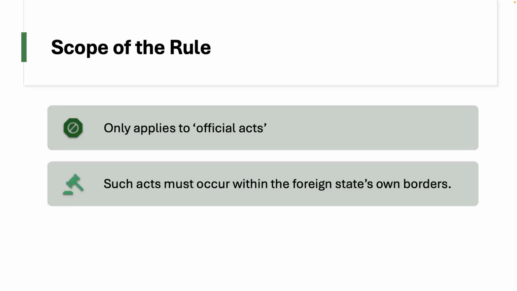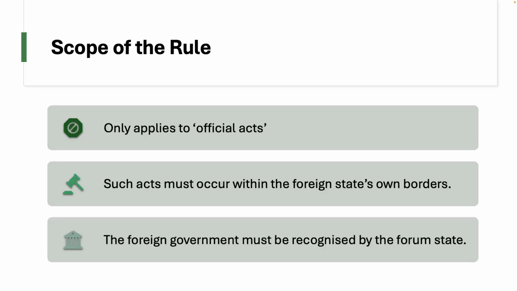There is also a territorial limit. Note that when we talked about the cases that we examined, Underhill and Hernandez and the Cuba case, it was concerning, especially the Cuba case, for example, as the illustration, Cuba's expropriation of US-owned property inside Cuba, which means that the state's acts must occur within the foreign state's own borders. Acts abroad, such as foreign commercial activity, will typically fall outside of this doctrine.